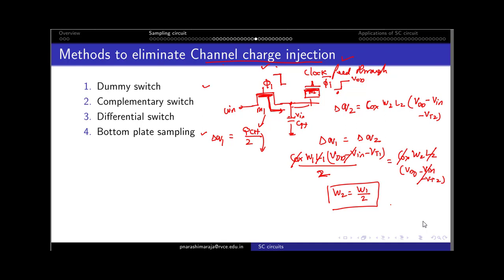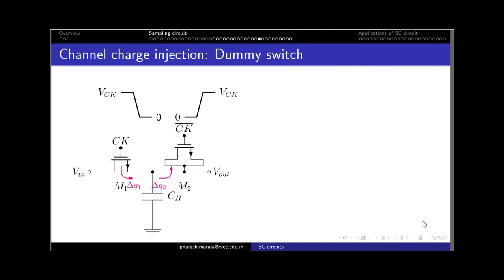Let us look into the actual circuit more clearly. This is the delta Q1, and I assume that this delta Q1 represents half the QCH value. That is being utilized by this channel, and that's how none of these charges would float onto this capacitor to disturb the voltage across the hold capacitor.